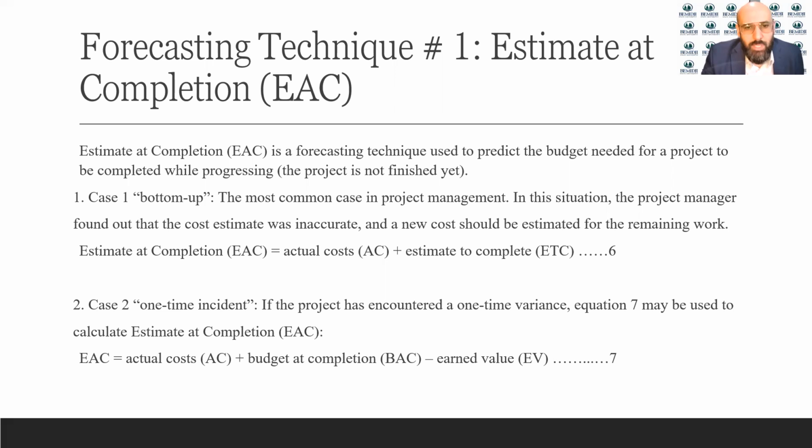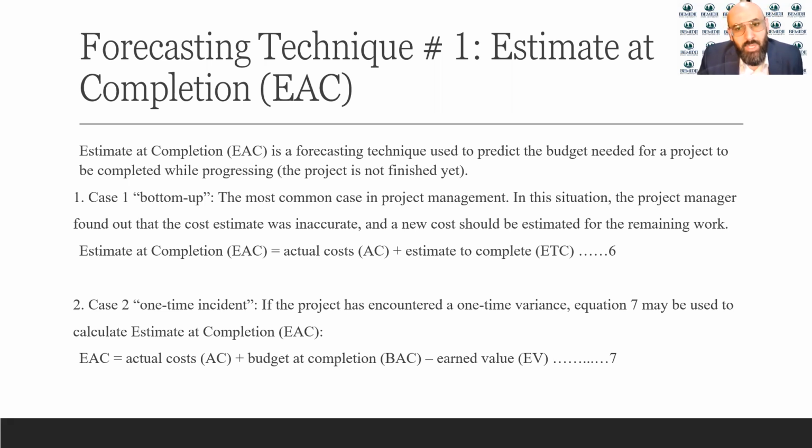Again, case one is the most common: you've been working on a project, but you found that your estimation for the project is inaccurate. So you have to come up with a new estimate for your project. Therefore you could use the actual cost plus the estimate to completion to find out the estimate at completion. Case two is a one-time incident, if the project encountered a one-time variance.